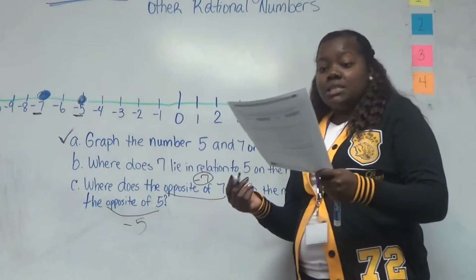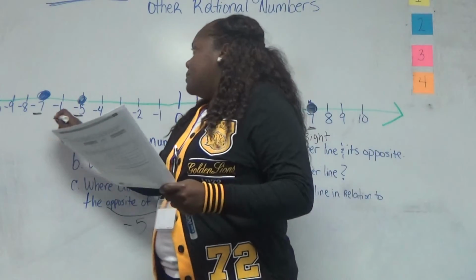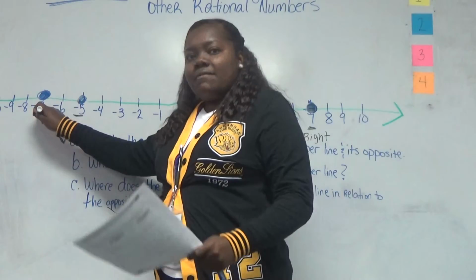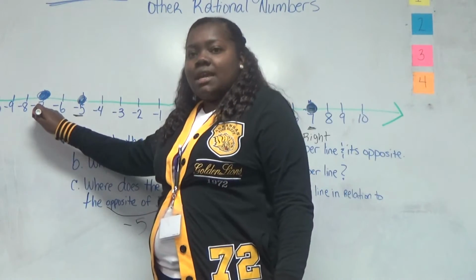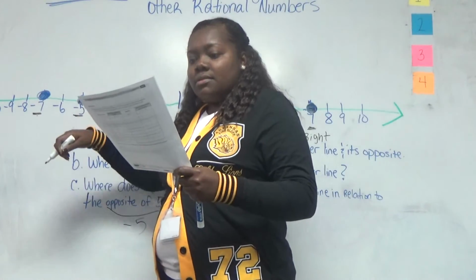So this time it says, where does the opposite of 7 lie in relationship to the opposite of 5? So here's where negative 7 is. Where does that 5 lie in relation to this negative 7? The 5 is to the right of negative 7.